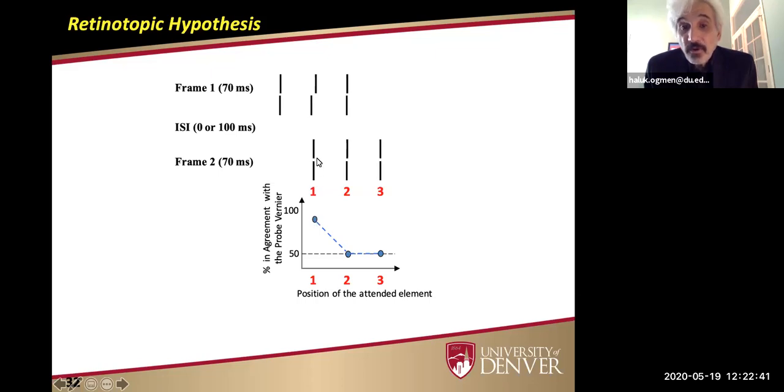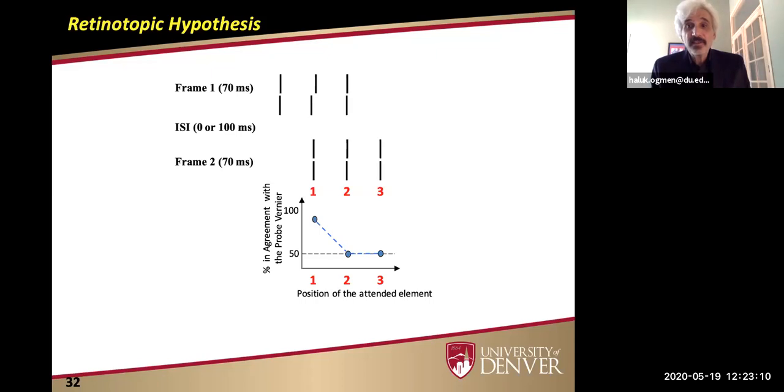Hence, observers should perceive the offset of the probe vernier in element 1, but not in elements 2 and 3, because it shouldn't be integrating. They are sitting at different retinotopic locations. Hence, if I plot the performance of the observers in this experiment, the peak performance should be for position 1, and the other ones should be at or near chance.